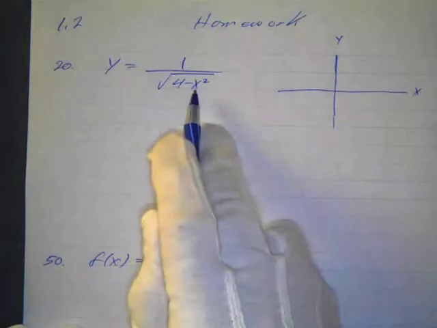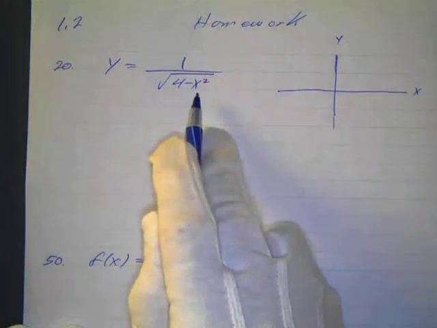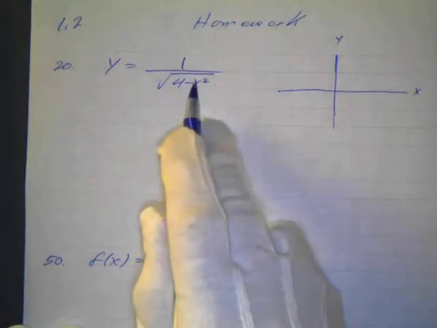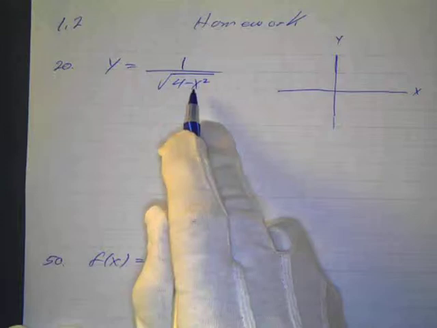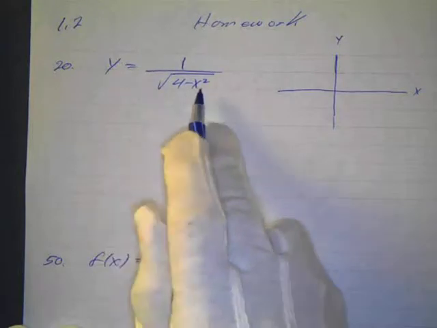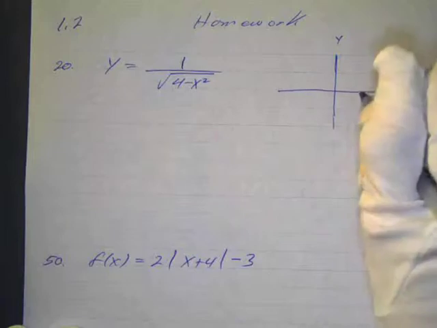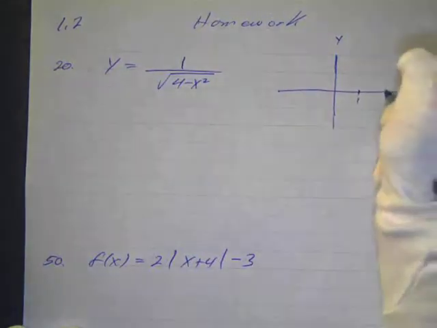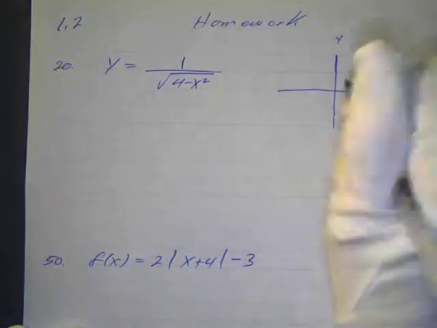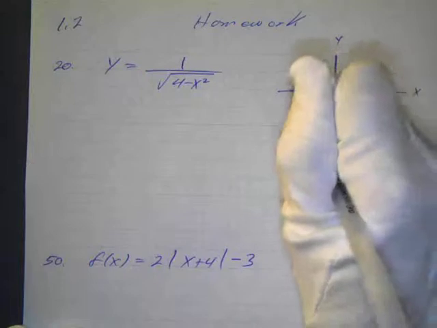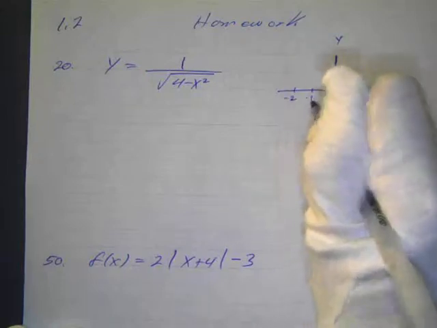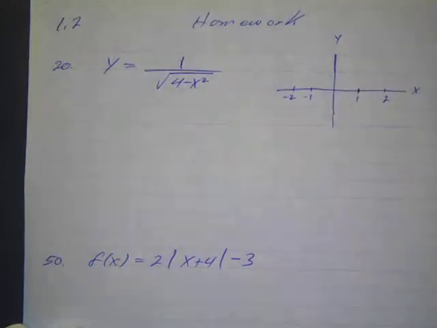So anything that makes the denominator 0 that won't divide out is going to be a vertical asymptote. And when x is 2, 2 squared is 4, 4 minus 4 is 0, and when x is negative 2, so those are going to be asymptotes. So when x is 2, or when x is negative 2, you're going to have a vertical asymptote.